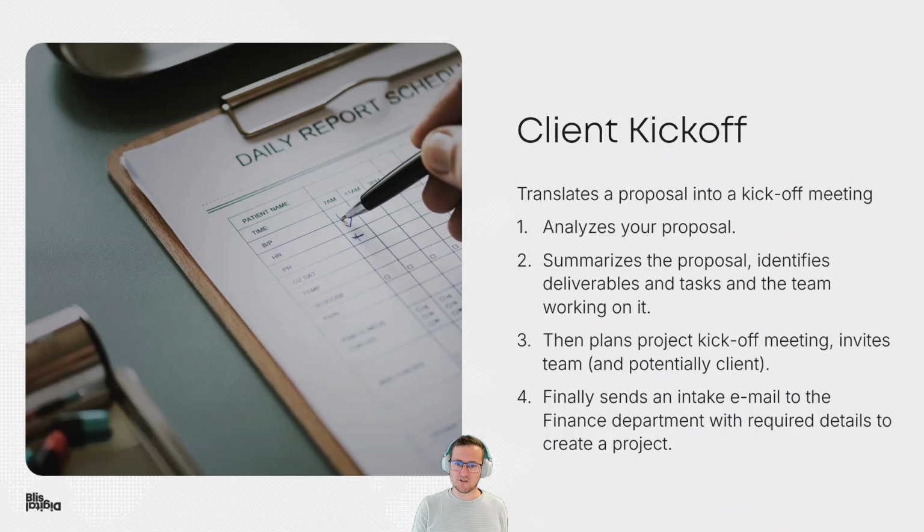So what happens is it first analyzes the proposal, it summarizes it, it identifies deliverables in the process, it identifies tasks, and finally the team working on it. It will provide you with those details and say, I found those people in your tenant, or not if it can't find them. And then it will say, are you okay with this? Do you want me to plan the project kickoff?